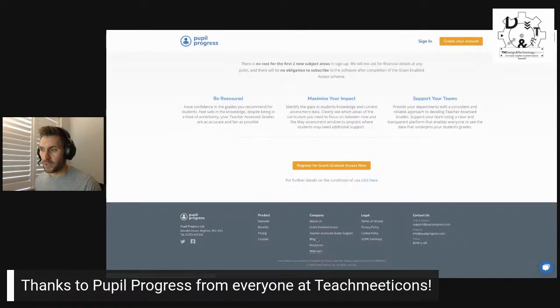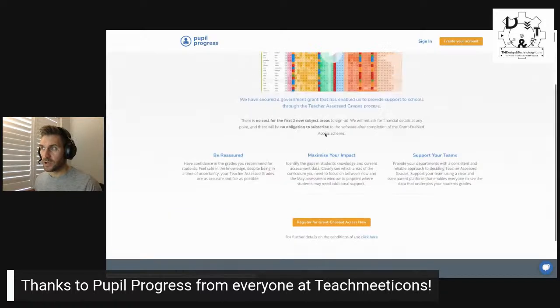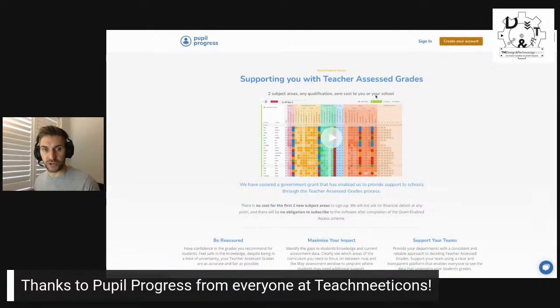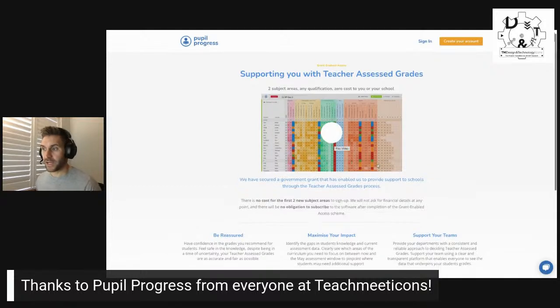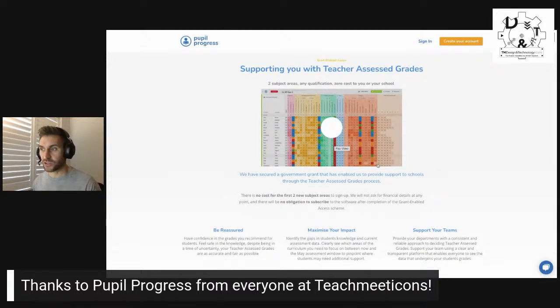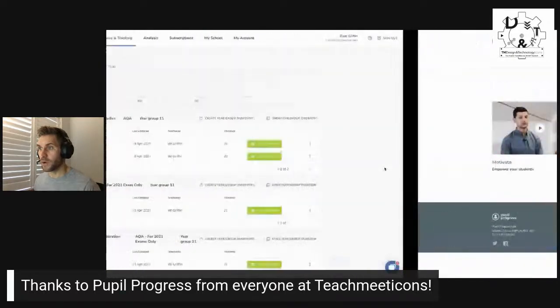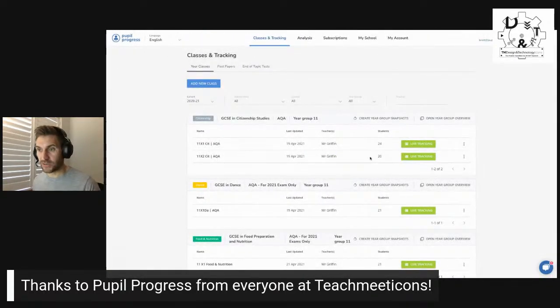If you click on grant enabled access, you can see here that it will take you to this page. Creating your account will allow you to start a free trial. Now, this grant enabled access is 2 subject areas at 0 cost to the school up until the 31st of August. We received a grant that's enabled us to support close to 3,500 schools over the full COVID period. Even if you just wanted to look at how your tracking sheet wants to look, and use our grant enabled access to have a look and take some ideas, honestly, feel free. Just go and have a look at how we're doing it. I'm going to show you some of our software now, so you get an idea of what we actually do.